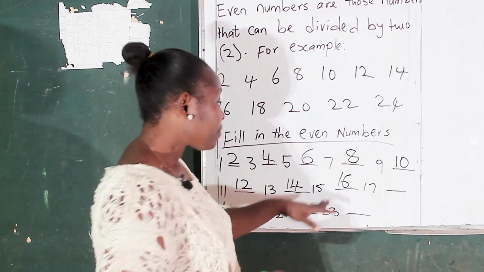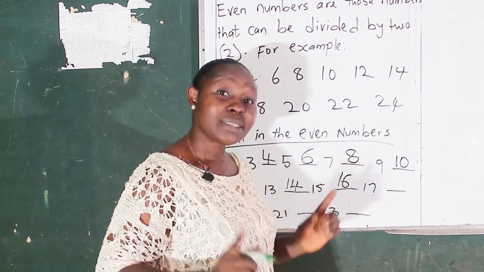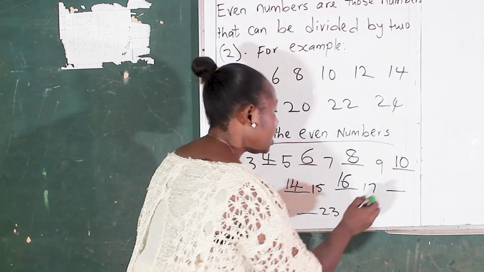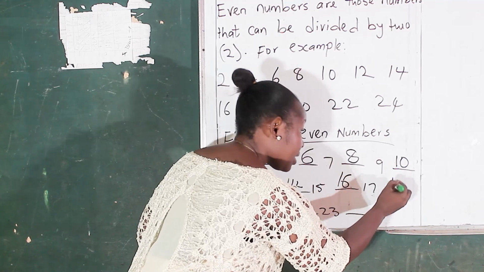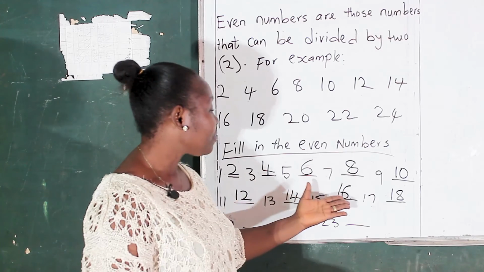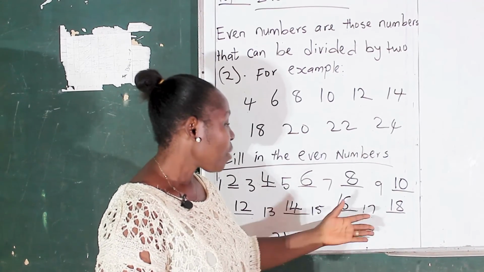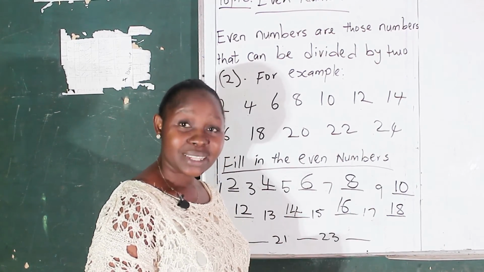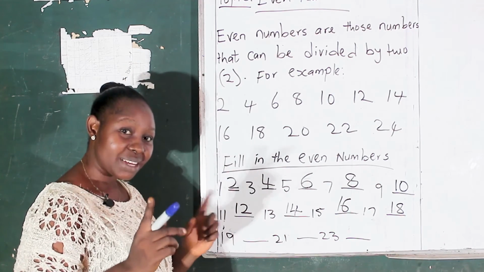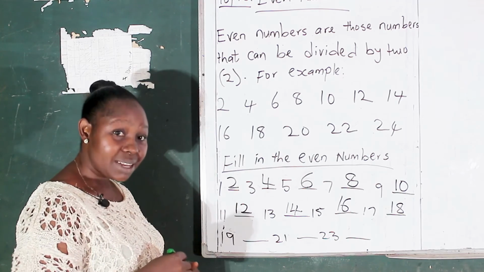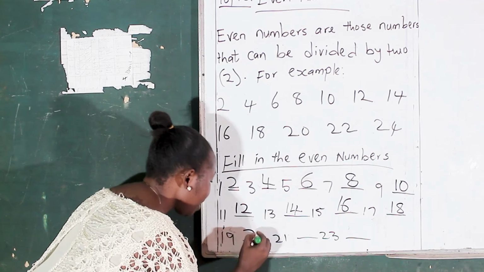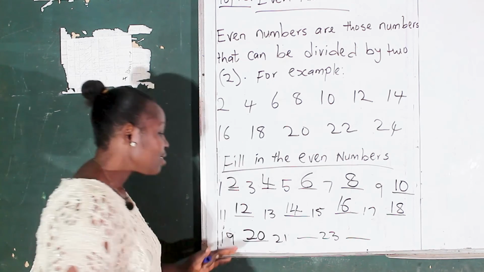After 16 is 17. 17 is not an even number. It cannot divide itself. So here we have 18. 18 is an even number. We cannot divide 17 by 2. Now we go to 18. 18 can be divided by 2. 19 cannot be divided by 2. Now the next number after 19 is 20. 20 can be divided by 2.